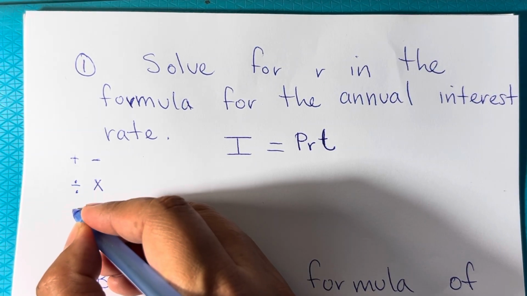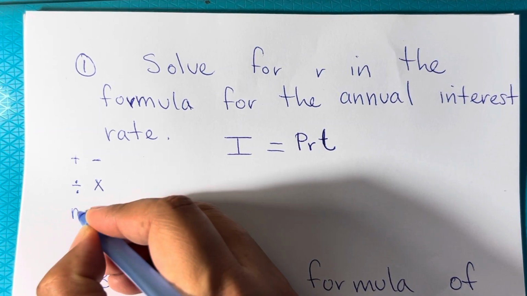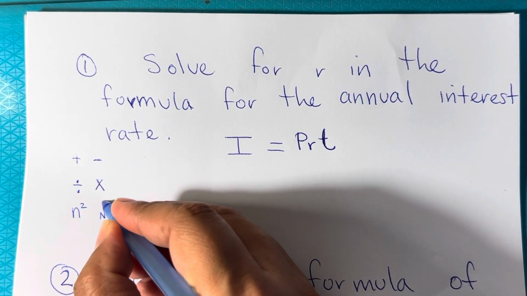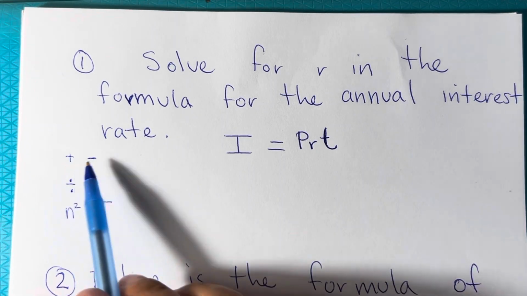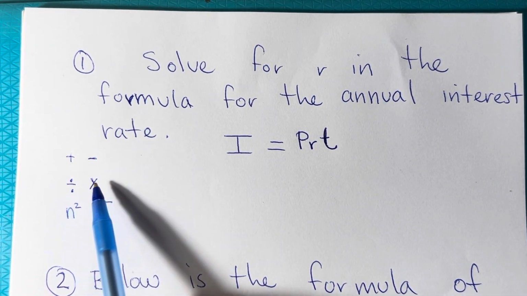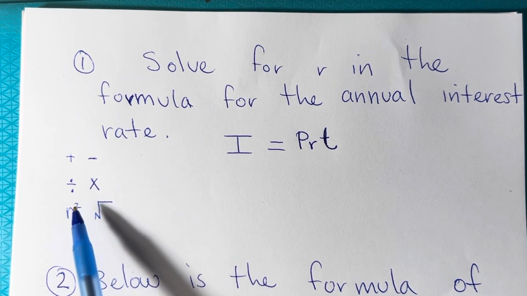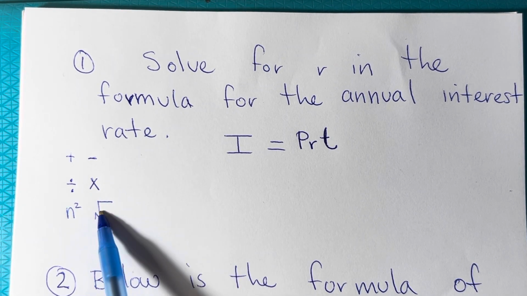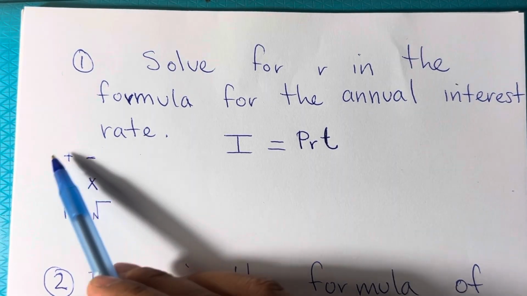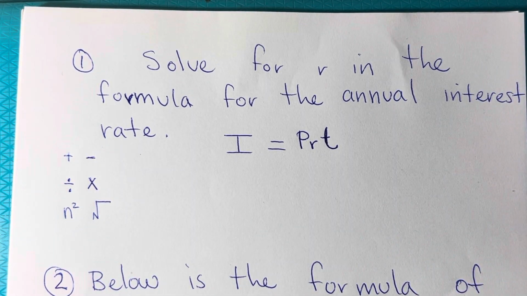And also, when you have a number to the second power, that second power cancels with the square root. Okay, so that's something that we need to know. Addition and subtraction cancel each other, division and multiplication cancel each other, and square cancels with square root, and square root cancels with square. Okay, they cancel each other. Having that in mind, now let's start solving.